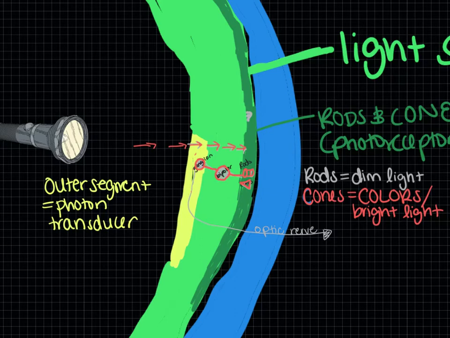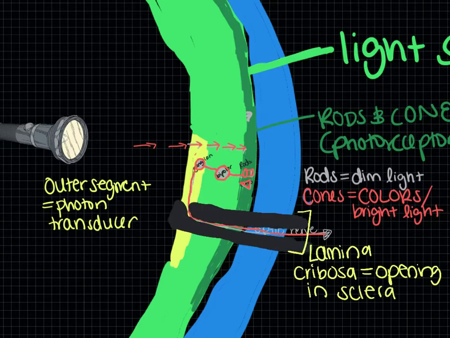The ganglion cells are what are going to form the optic nerve by their axons collecting together and going out of the eye in the lamina cribosa. The lamina cribosa is just an opening in the sclera. In addition to the optic nerve, which is formed by the axons of the ganglion cells, the central retinal artery will also travel through this lamina cribosa, and that's a branch of the ophthalmic artery.